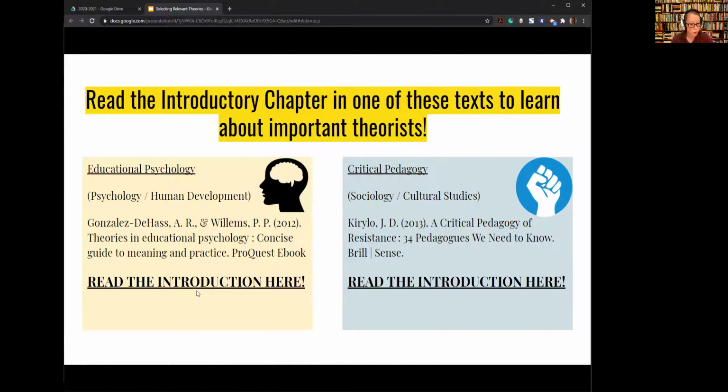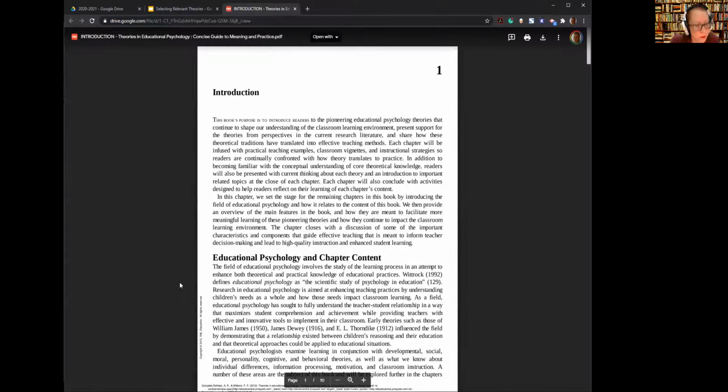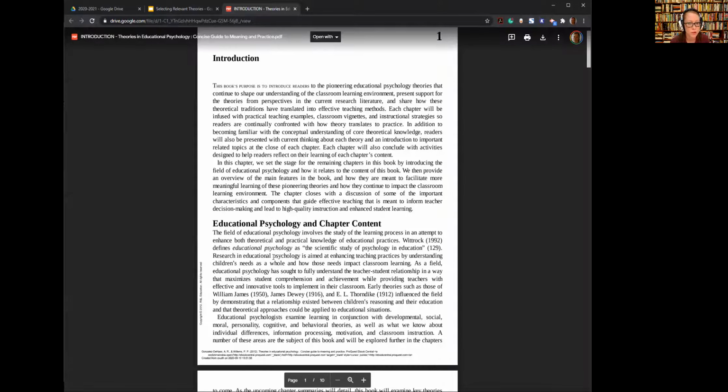You can certainly do more than one, but I would suggest at least picking the area you're more interested in, and then you can explore the first chapter, the introduction in each of these books that will help you get started, and then go a little further beyond that. So let's say, for example, if I click this one, it should take me to a folder with a file that has the introduction to educational psychology.